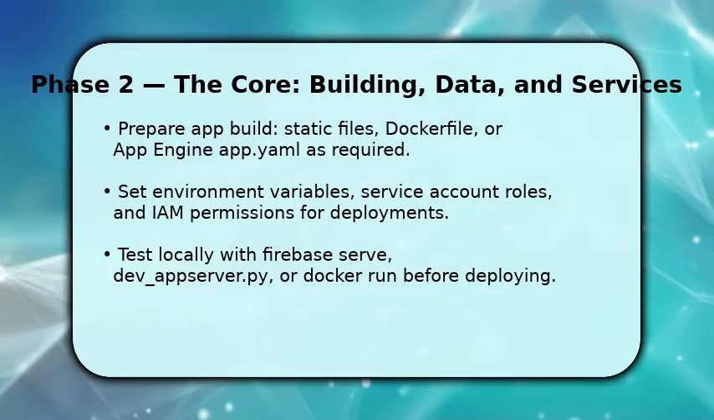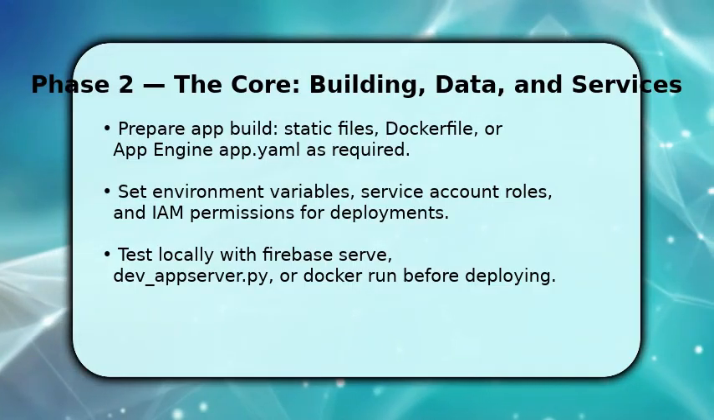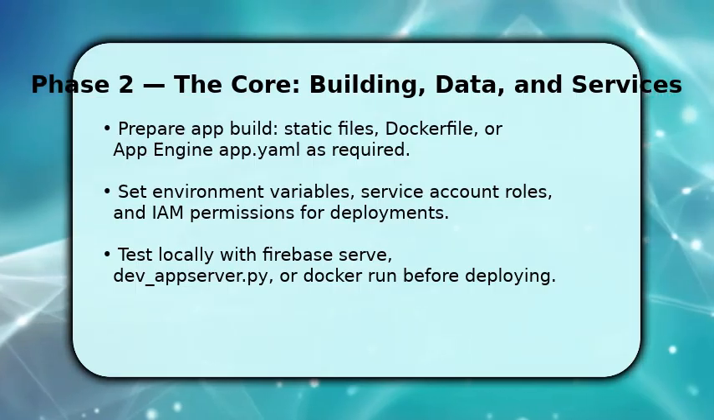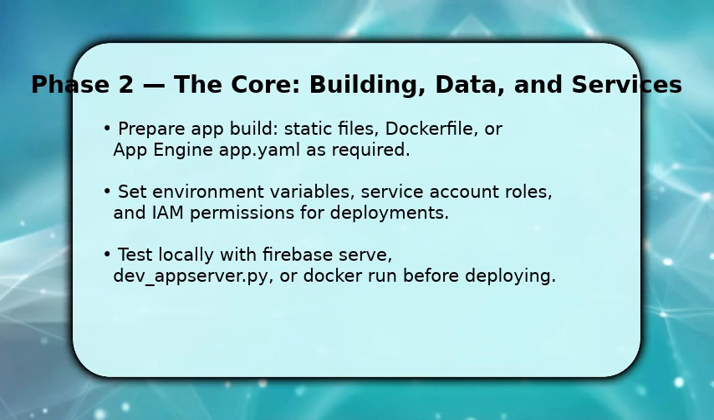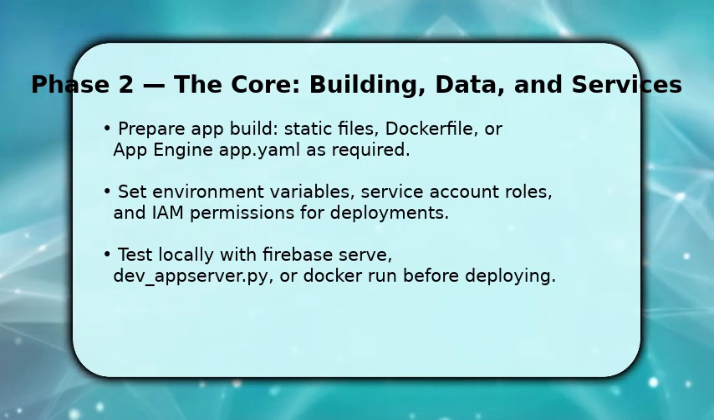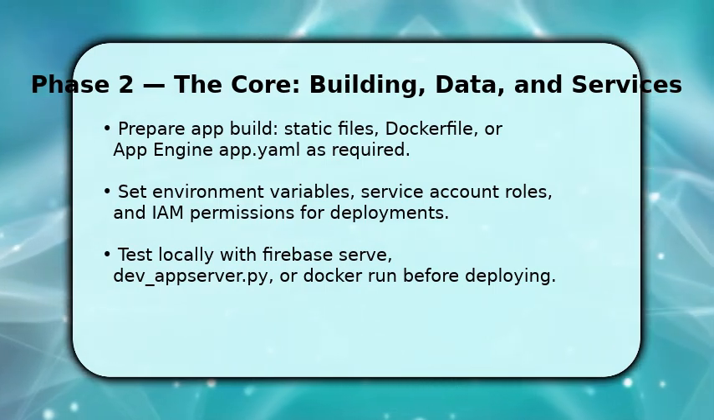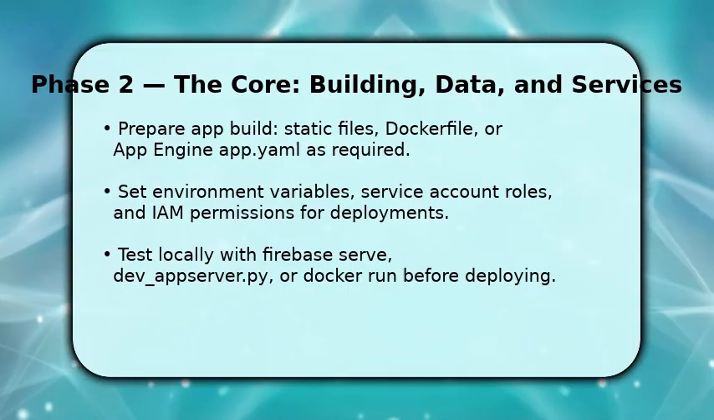Once done, configure environment variables and grant the deployer service account the correct roles, Cloud Run Admin or App Engine Deployer, so deployments succeed. Test locally using Firebase serve, dev_appserver.py, or docker run to catch errors early and iterate quickly.